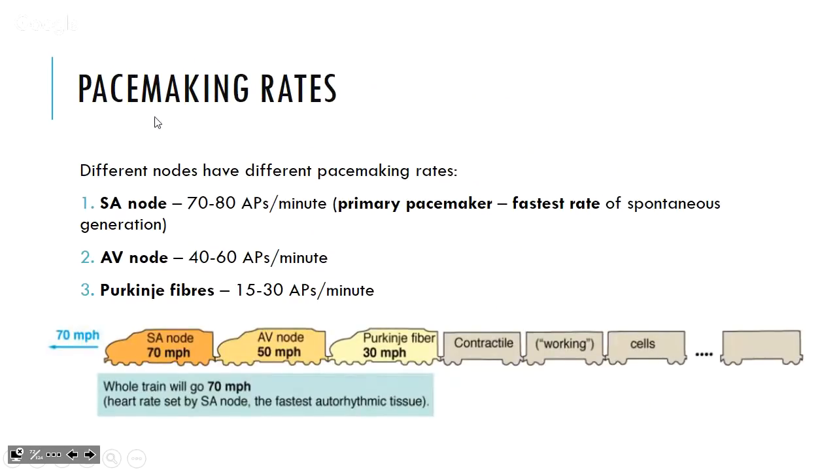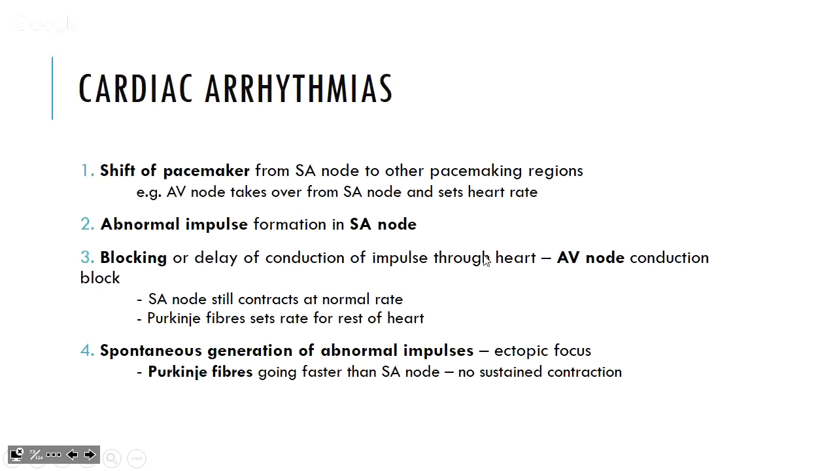Okay, so now going through the pacemaking rates. So all of these nodes actually have a pacemaking rate, and they're always giving off an action potential. The SA node is the fastest one, 70 to 80 beats per minute. So this is why it's the primary pacemaker. So think of it kind of like trains all being connected to each other. And the SA node is the first train, and it's going at the fastest speed. So everything else will be following it because they're all connected. And then the AV node is a bit slower, 40 to 60, and the Purkinje fibers are about 15 to 30.